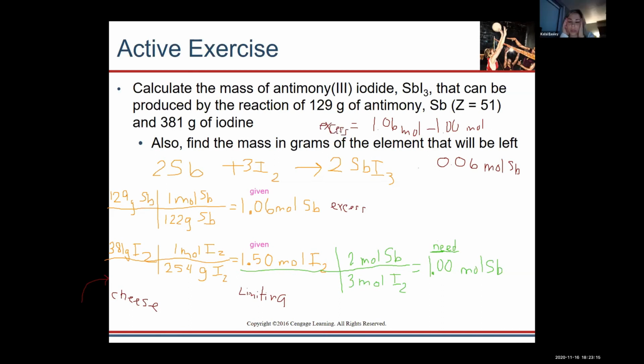Where did you get the 3 to cancel out on the bottom? 3 moles of I2, from our chemical equation. Oh, okay. Yeah, you always use your chemical equation to figure out how much of the other one you're going to need. Okay. Yep, I'm there. That took me a minute.